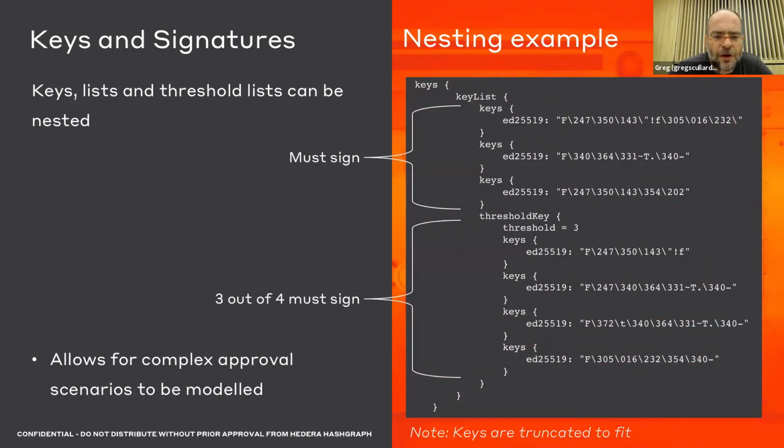So this is an example of signatures, an example of a complex key structure with nesting. So you can see keys that contain a key list, which contains a bunch of single keys and a threshold key. So in this case, the top 3 keys must sign a transaction associated with this key structure for a given entity. And 3 out of 4 have to sign from the threshold key list, as well as the top 3 keys. Okay.